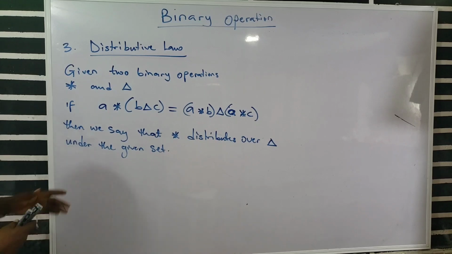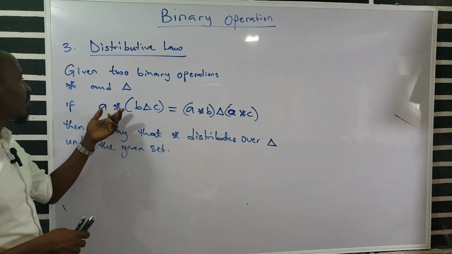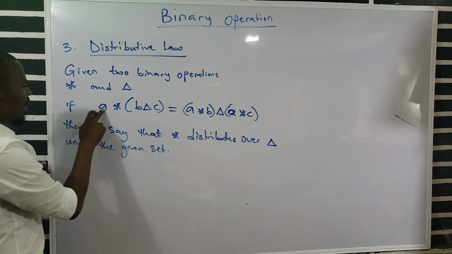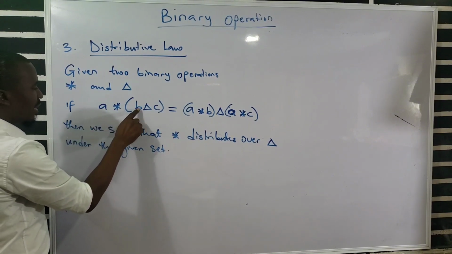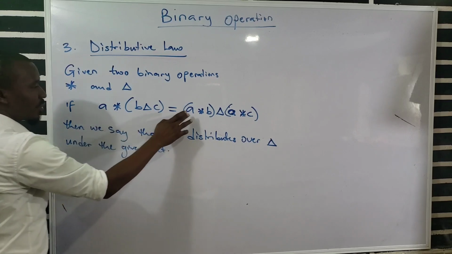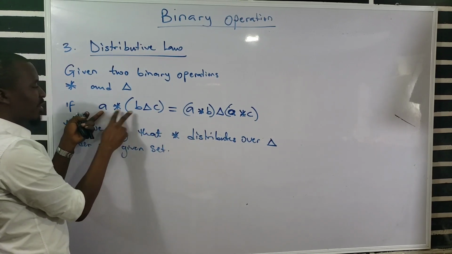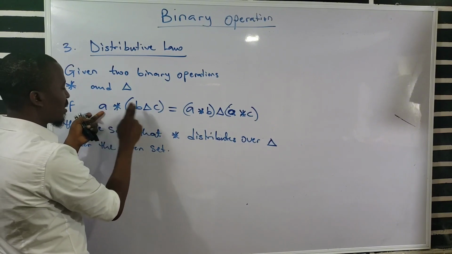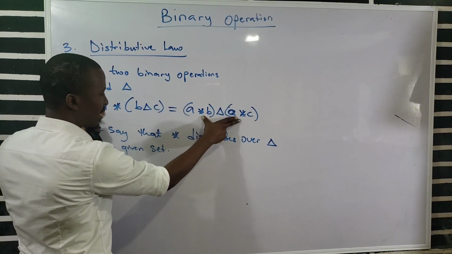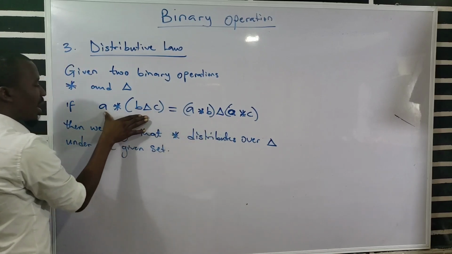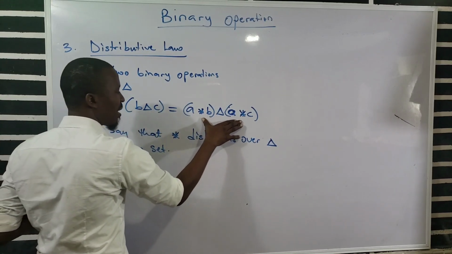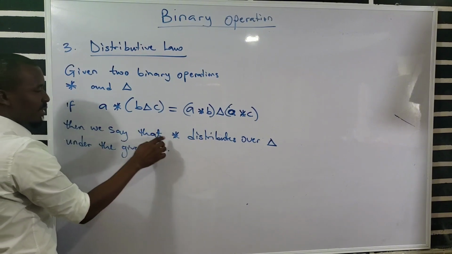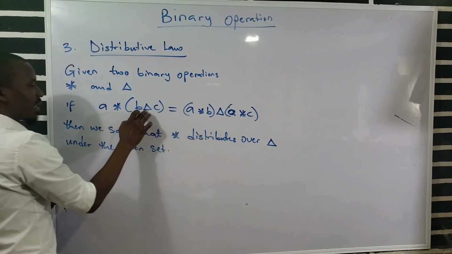Like I said, in distributive law, we have more than one binary operation. So look at this. We have A binary, open bracket, B binary C. So just like when you have multiplication and addition, you have A times B, then plus A times C. So that's how it looks. If what you have here is exactly what you have here, then we say that the first binary distributes over the one in the bracket.